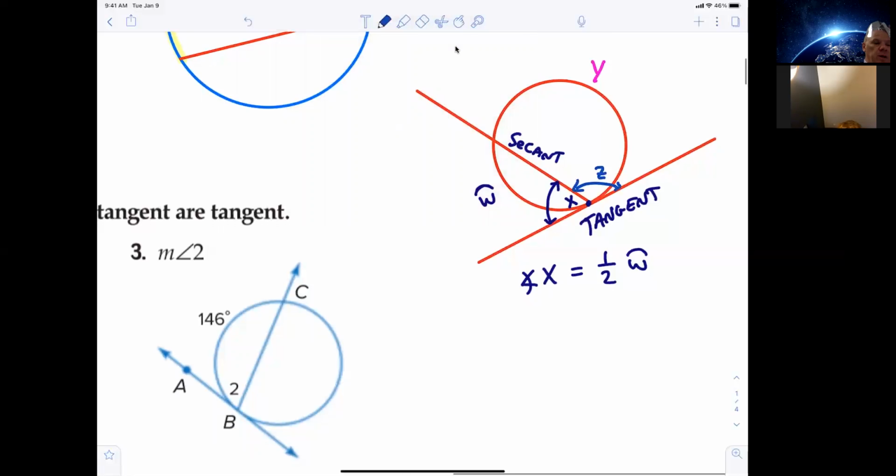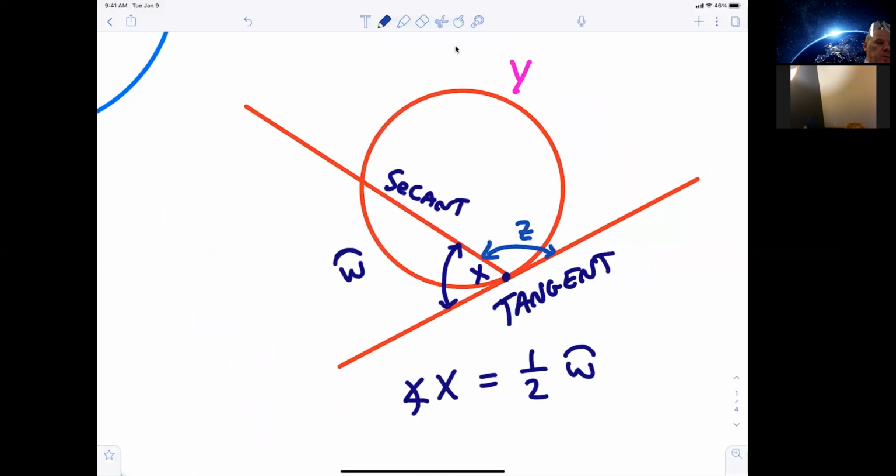then what's true on that one? Say it again. You agree with that? Say it again, whoever said that. Drew, what did you say? Yeah. Z is equal to 1/2 of Y.